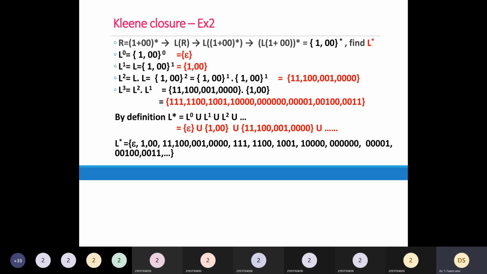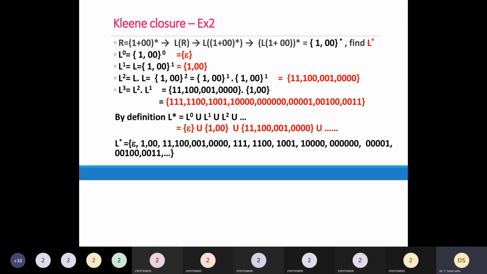L power 0 means 0 occurrences of the particular symbol. So here we have two different symbols, 0 and 1. The alphabet is 0 and 1. So L power 0 means {1, 0} whole star power 0, which is nothing but the null string epsilon.